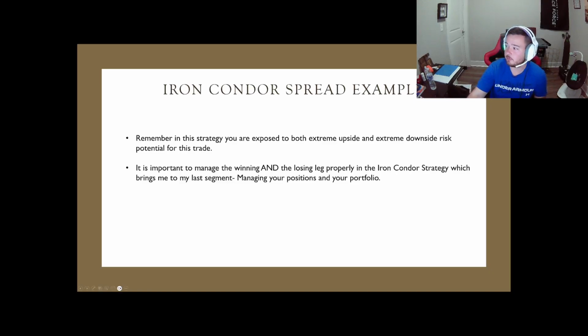So last piece of the puzzle here is going to be managing these spreads and managing how much you put into these spreads and managing your portfolio overall. So I've come up with a few rules that I use for myself to keep myself disciplined in managing my portfolio and also managing my trades. And I wanted to share those things with all of you in the next segment of the video.